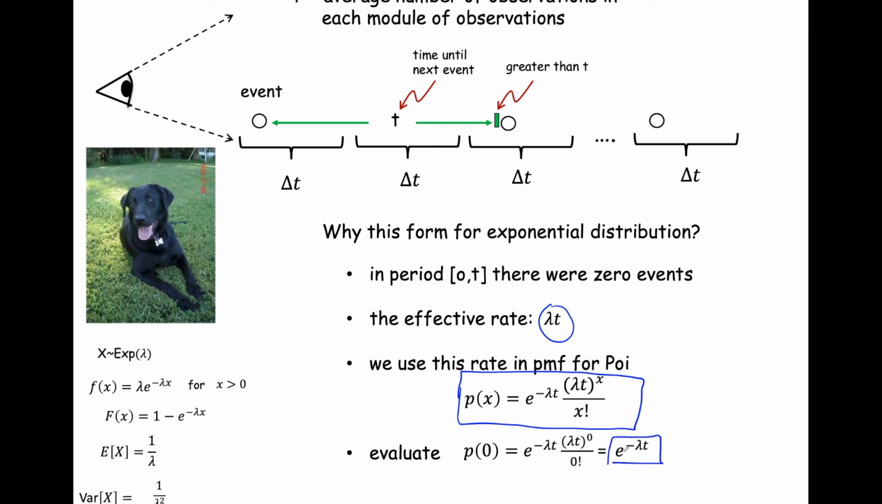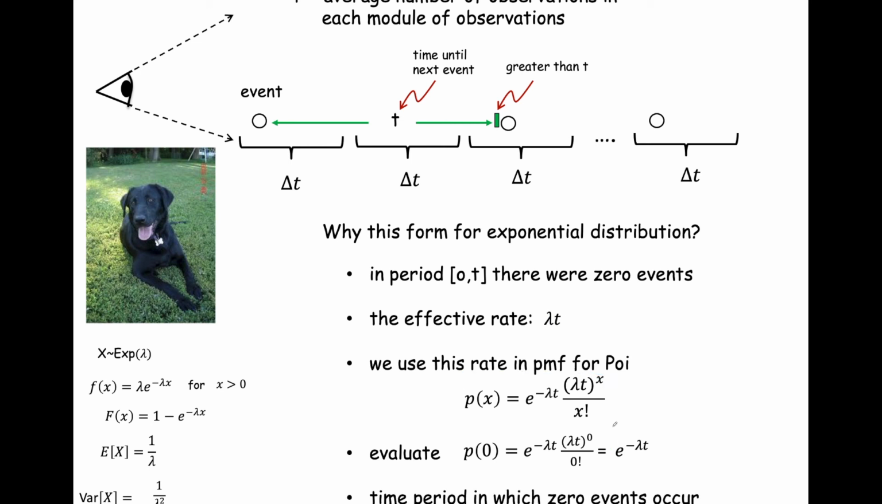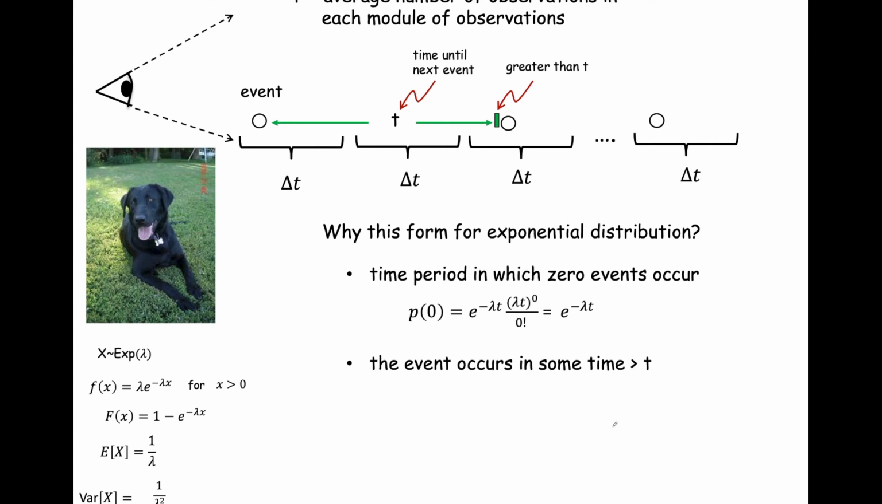Well, that looks a lot like the e to the minus lambda t for the exponential distribution. Well, it is. And so this is the time period in which 0 events occur. Okay, so there's that relationship between the exponential distribution and the Poisson. That exponential distribution, when considered from the perspective of the count of events from a Poisson, that e to the minus lambda t corresponds to the probability that we observe 0 events within that module of t many units of time.